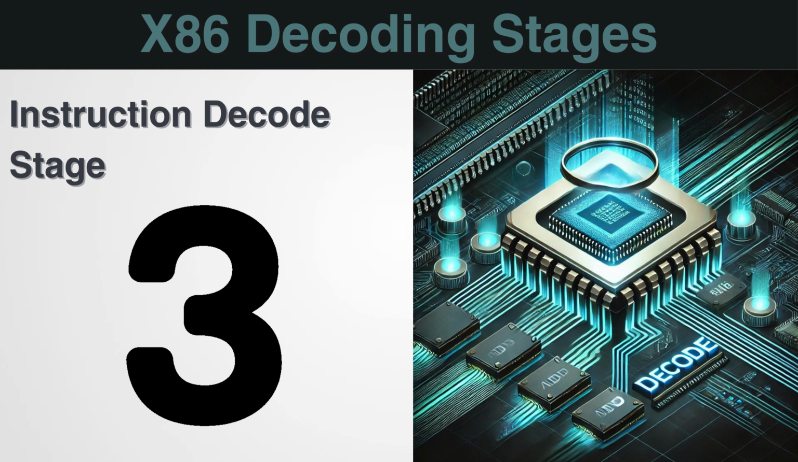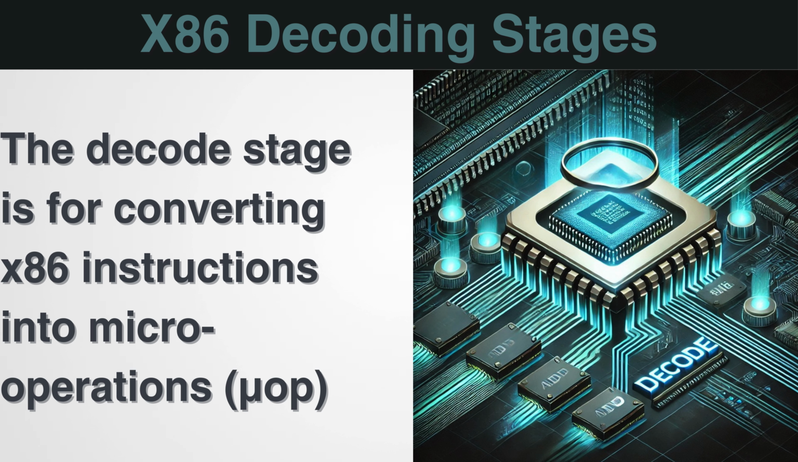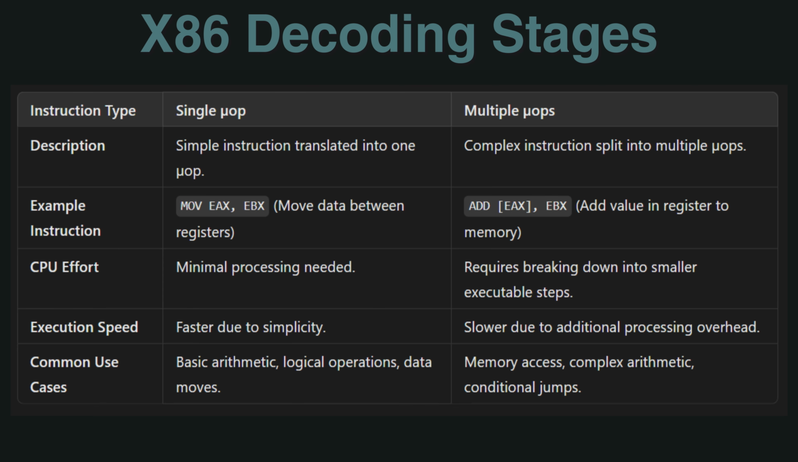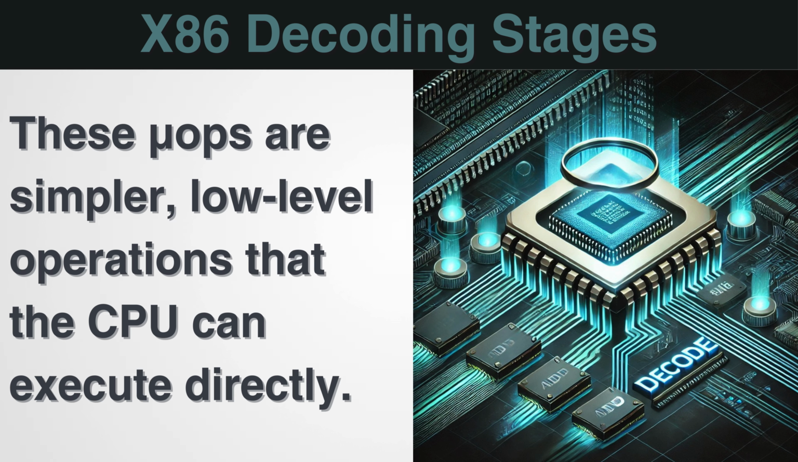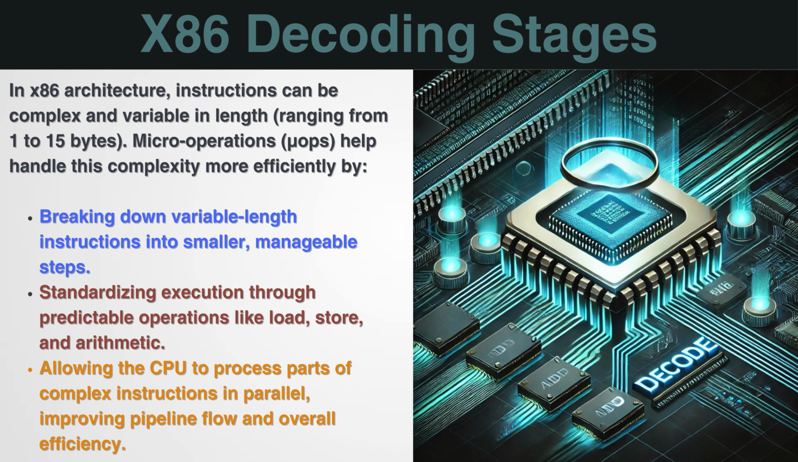We have the third stage, which is the instruction decode stage, with the goal of converting x86 instructions into micro-ops. Here, the core decoder translates instructions into one or more micro-operations, and simple instructions map directly to a single micro-op, while complex instructions may become multiple micro-ops. Now, micro-ops are simplified, low-level instructions that the CPU can directly execute. Micro-operations break down complex x86 instructions into basic, predictable operations like load, store, and arithmetic operations. Since x86 instructions are complex and variable length, micro-ops help the CPU handle them more efficiently.